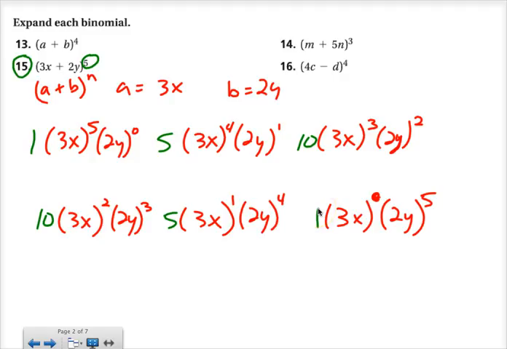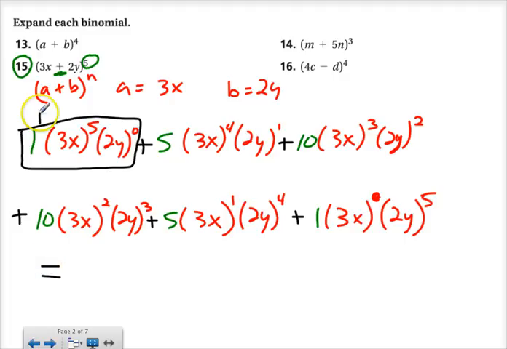And then the next thing we do is check for the sign, and in this one we have addition. So that means all of the signs are going to be addition. And then we would carefully grab a calculator and just start figuring out what is everything that we have for each term. So in this one, I have the 1 out in front, and then 3 to the 5th is going to be 243, so 243x to the 5th. And then anything to the 0 power is a 1. So our first term there is 243x to the 5th.